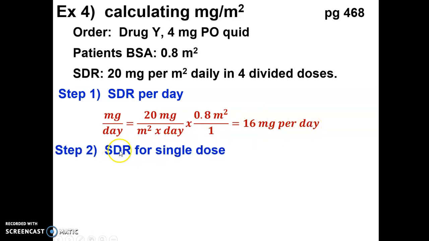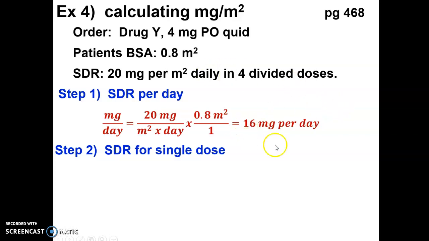Now, step 2 wants to know what is the SDR for a single dose? Because looking at your order, that's 4 milligrams. Well, that's not 16, but that's 4 milligrams 4 times a day. Your order is written per dose, but your safe dosage range is written per day. So you really have to be careful with that and make sure you're comparing apples to apples here.